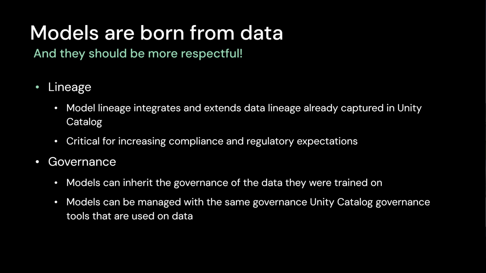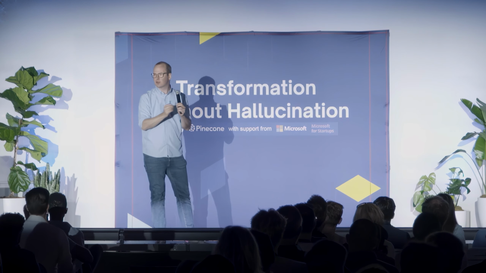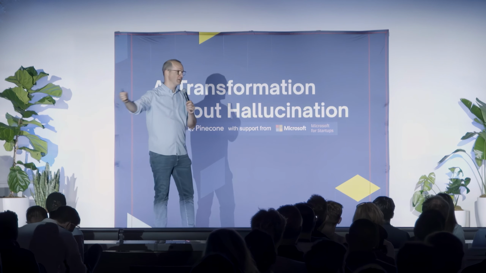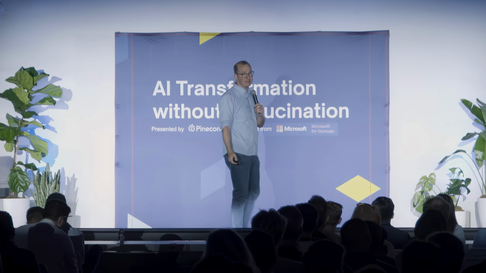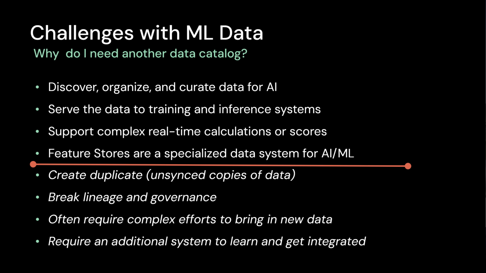Now, I shouldn't say they're foreign and absent. If you use MLflow, if you use Weights and Biases, if you use some of these other tools, they'll keep track of what you're doing, but they'll keep track of what you're doing across your machine learning and AI context, not across your data plus AI context. And that makes a huge difference. So challenges with ML data. I need to be able to discover this data.